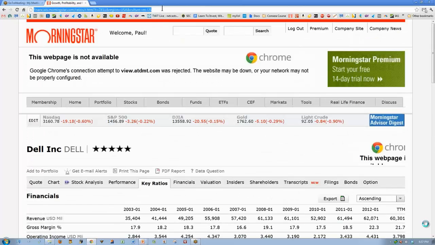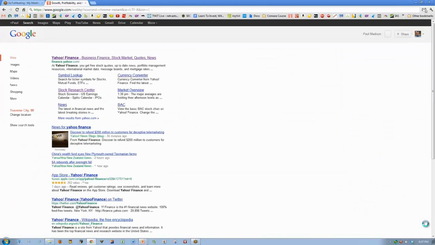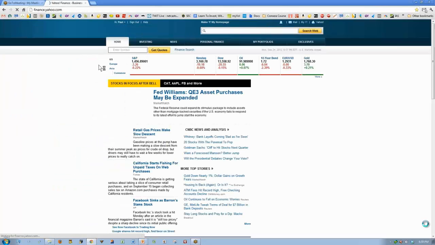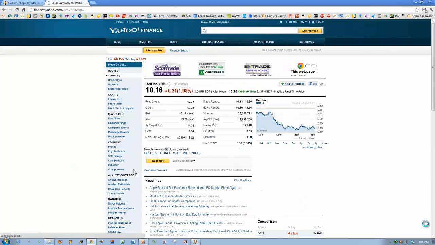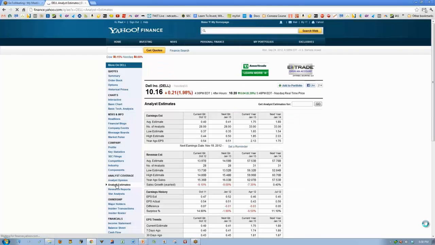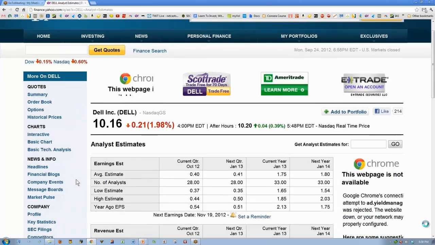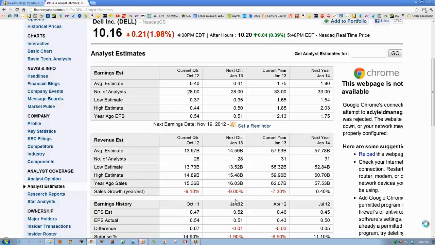Now, if you Google Yahoo Finance and put in Dell, right down here on the side is Analysts Estimates. So I clicked on Analysts Estimates, and we can see our revenue estimates and sales growth for the next year. They're assuming Dell's growth for the next year is less than 0.5%.